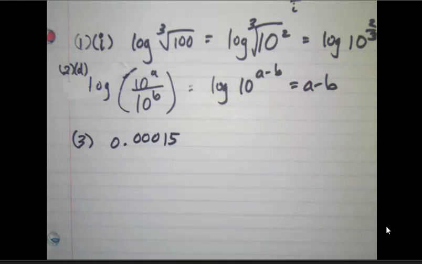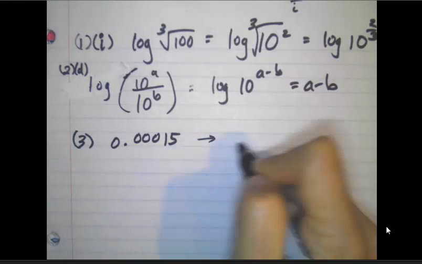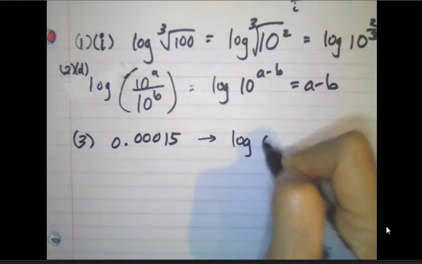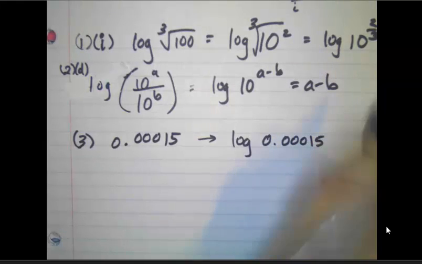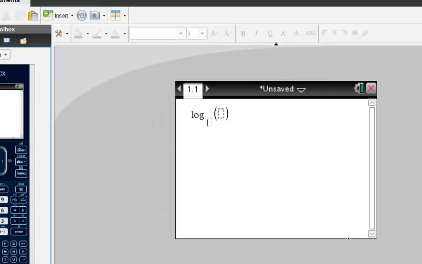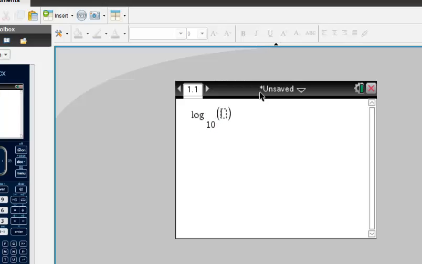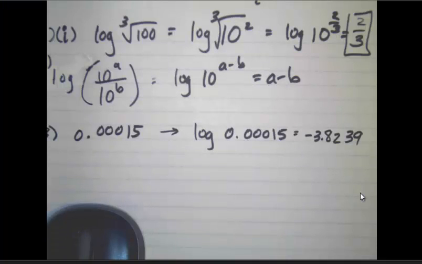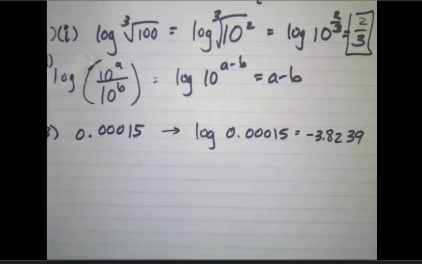So I'm going to go ahead and find the log of 0.00015, and we need a calculator to do this. Control 10 to the x, and with the TI Inspire I have to enter the base, and here the number is 0.00015, and I press enter and I get negative 3.8239. Okay? Alright, let's take a look at number 4.